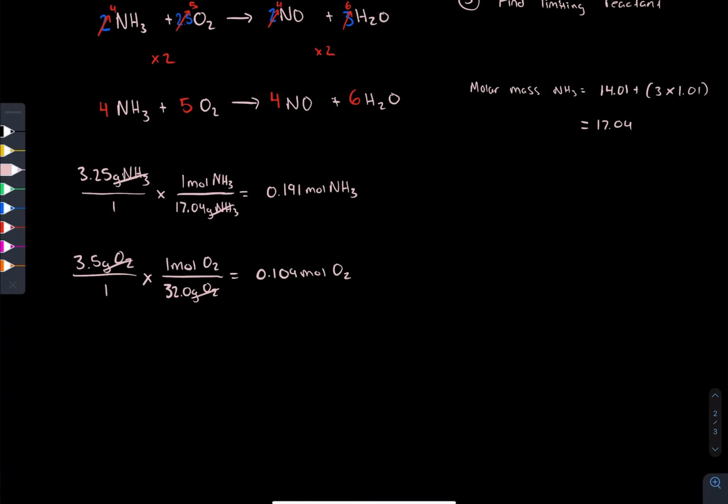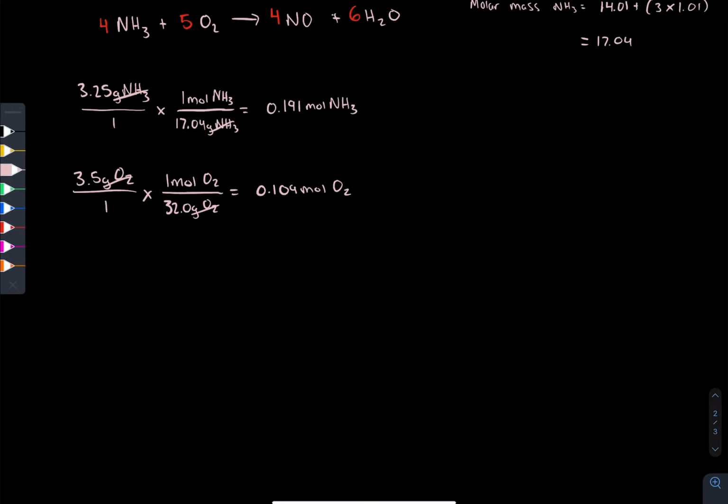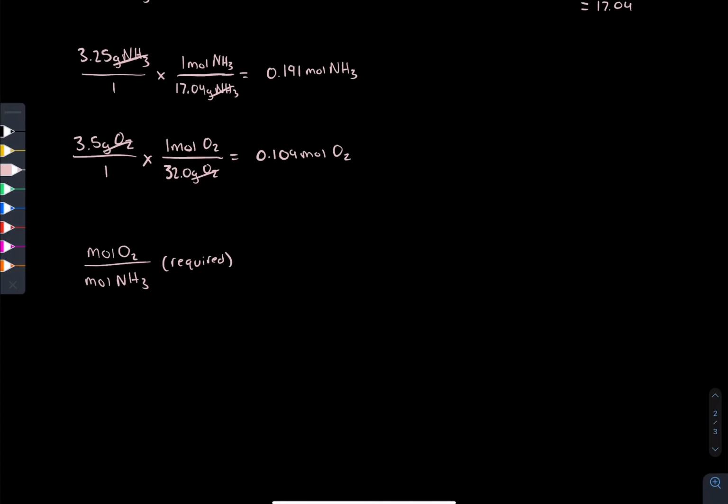All right, so now that we did that, we're able to find the limiting reactant. The way I like to do it is we have our moles of O2 over our moles of ammonia. In this case, it's these two. And this is going to be our required, and I'll get to that in a second. And then we'll have our moles of O2 over moles of ammonia.